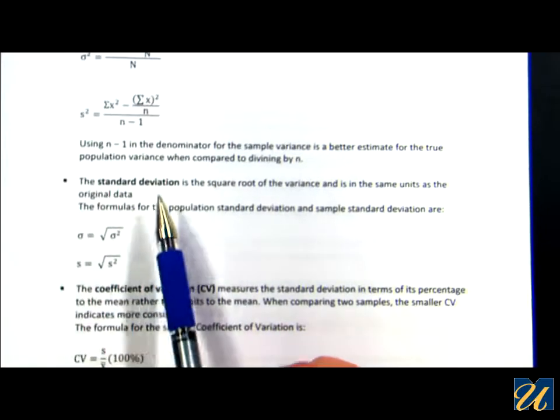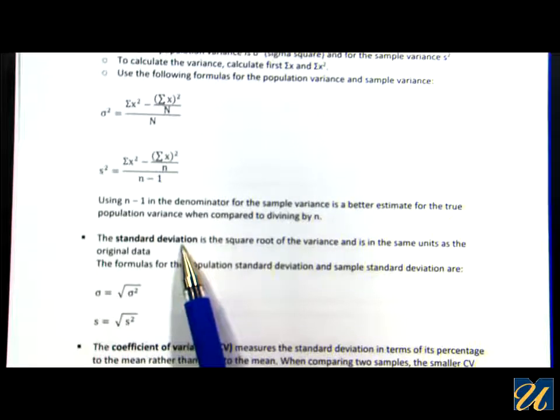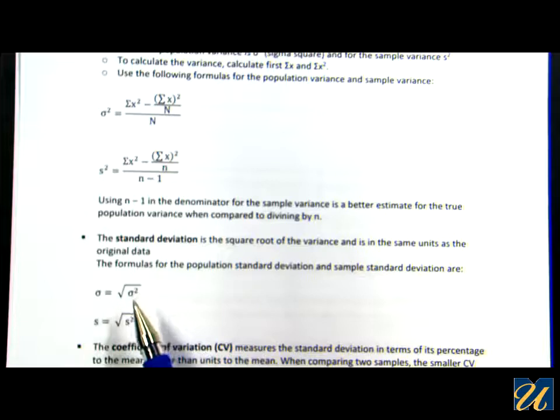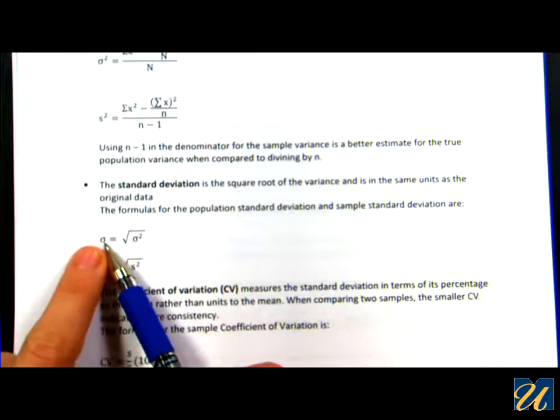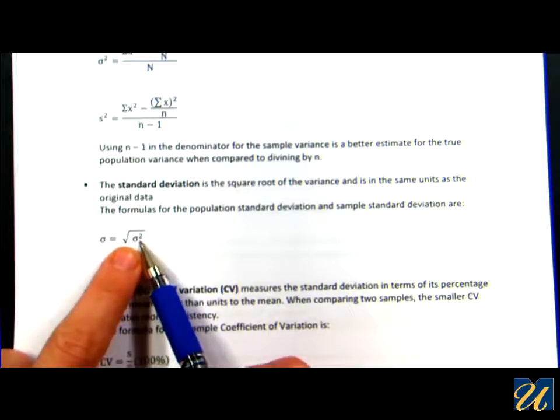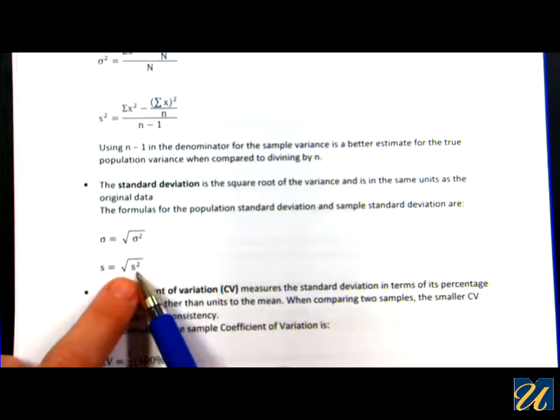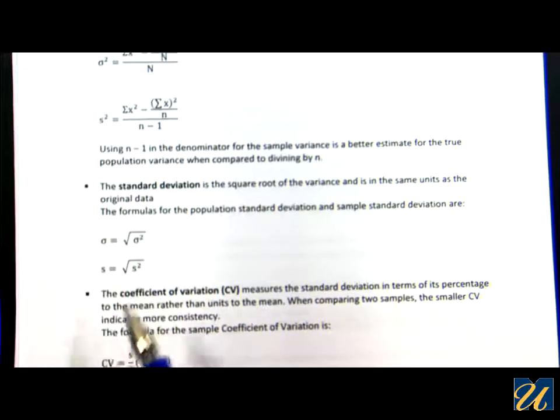Now, the standard deviation, as soon as you have the variance, is very, very easy to calculate. You simply take the square root of your variance in order to find your standard deviation. Regardless if that's a population standard deviation or a sample standard deviation, you simply take the square root of your variance. So, population standard deviation sigma is equal to the square root of the population variance, sigma squared. Sample standard deviation is equal to the square root of your sample variance.